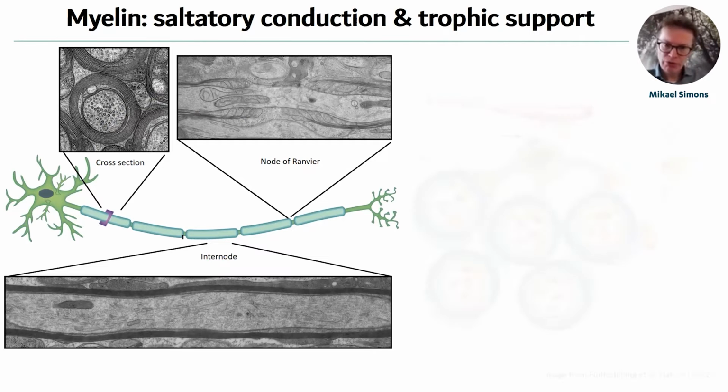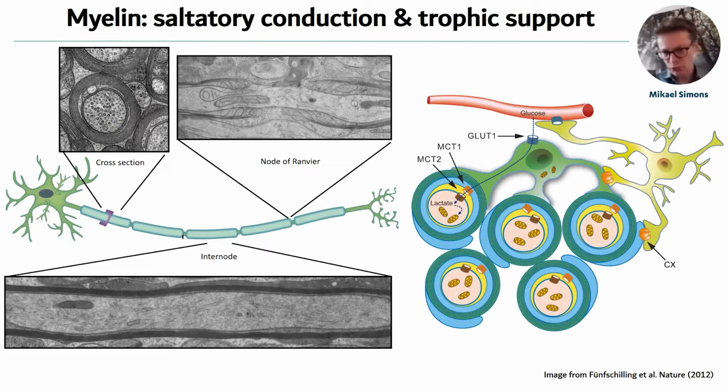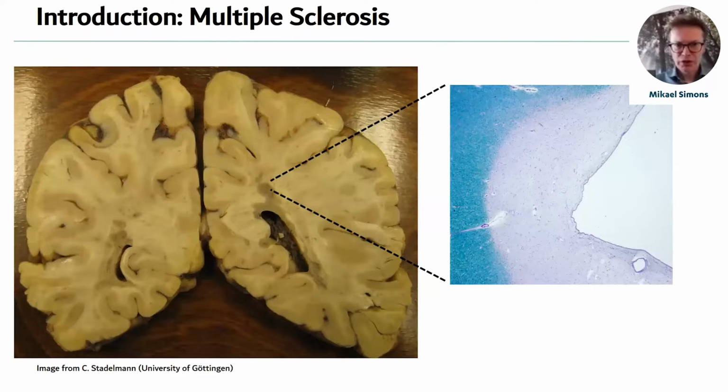Now, a second important function of myelin is that once the axons have been myelinated, they become dependent on oligodendrocytes and myelin for trophic support. For example, molecules like lactate and pyruvate are transferred from myelin to the axon to fuel the axon with energy. Now, I will not talk in this talk about the process of myelination during development, but I will talk about the reformation of myelin in diseases, called remyelination.